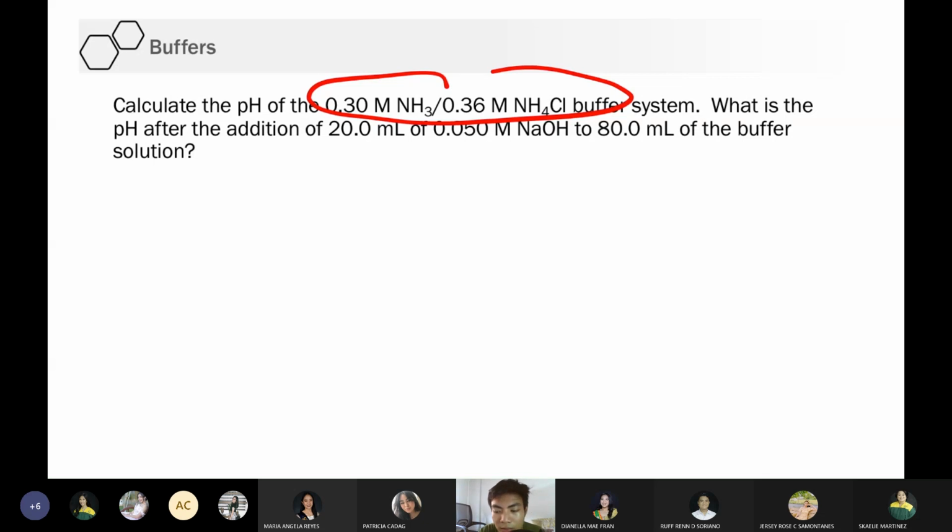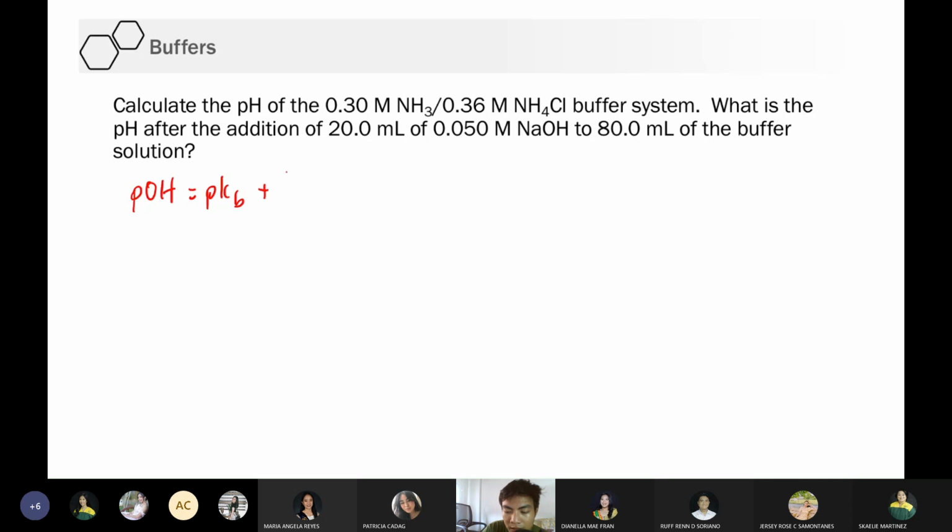So that means this buffer system is governed by the Henderson-Hasselbalch equation in base version. So that is pOH equals pKb plus log of the conjugate acid divided by the base. So this buffer system is governed by this equation. Okay. So ito yung equation na nagko-control dito sa buffer system natin. Kasi base to. Pag ito ay acid, yung pH equals pKa plus log A minus over HA gagamitin natin.